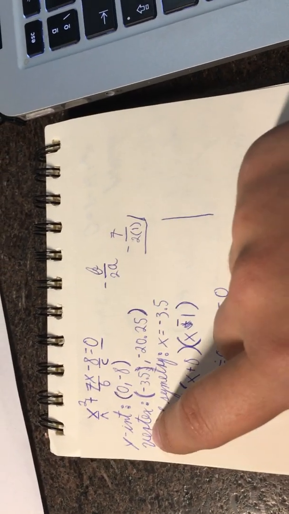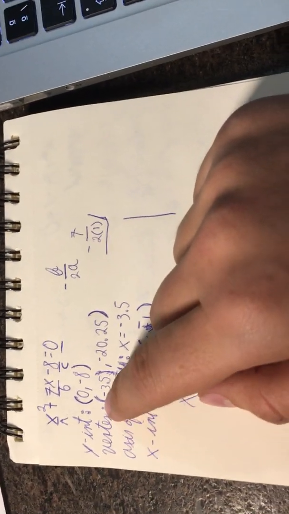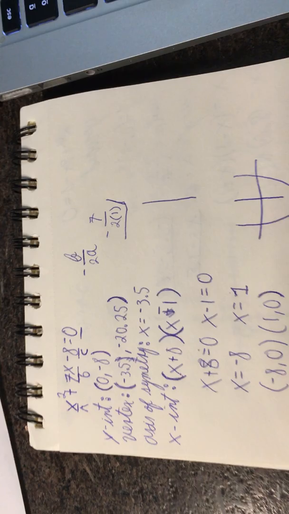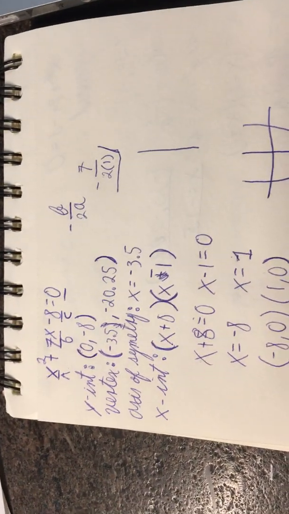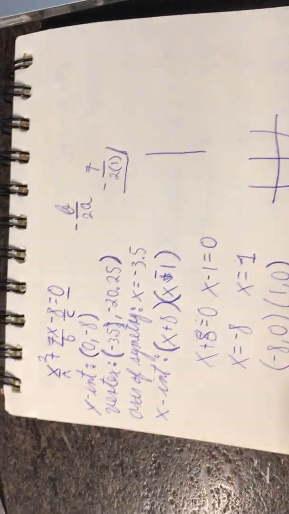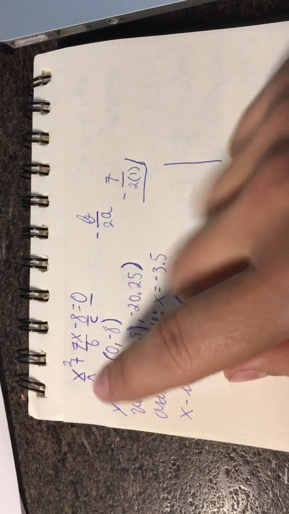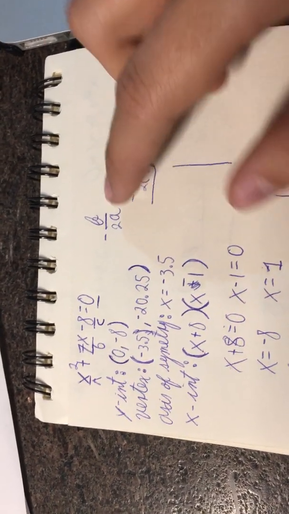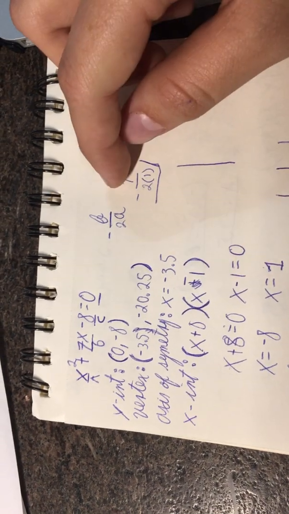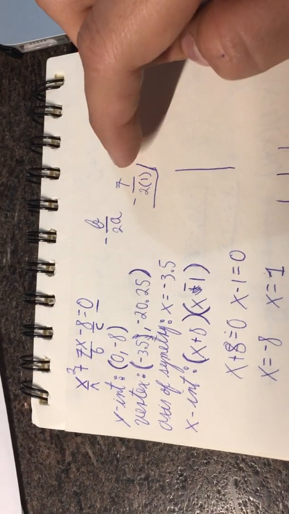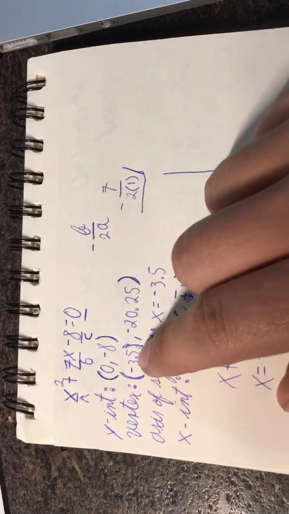And the vertex, like the second step, you are going to use this operation to take the x coordinate. You're going to take b, that is 7, and a, that is 1, and you're going to divide by them. So it will be minus 7 over 2 multiplied by 1, and you get minus 3.5.